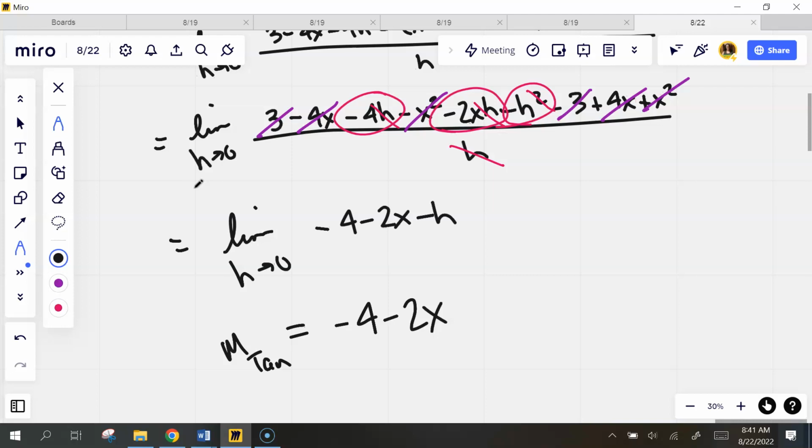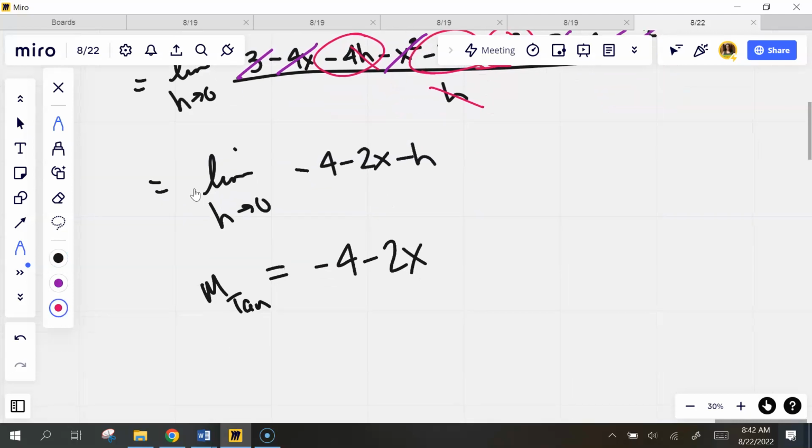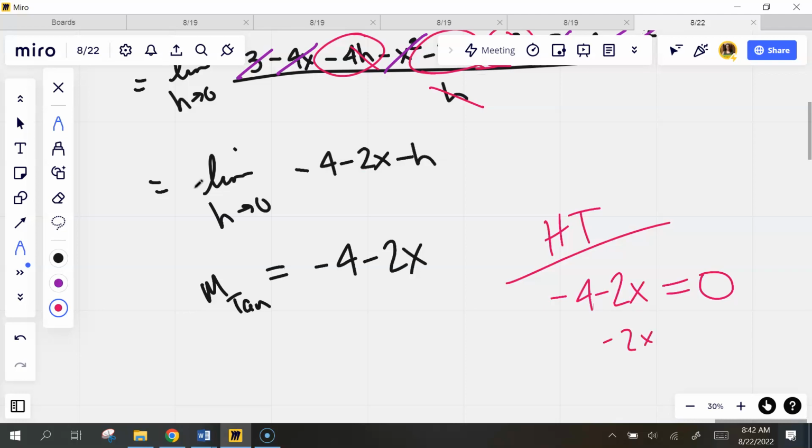Okay, so that's exactly right. At the beginning we said, I'll read it to you again, number 34: at what point is the tangent horizontal? So we want to know when does negative 4 minus 2x equal 0? When is the slope of the tan line 0? When x is negative 2.